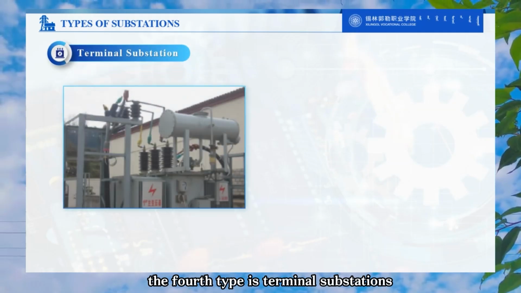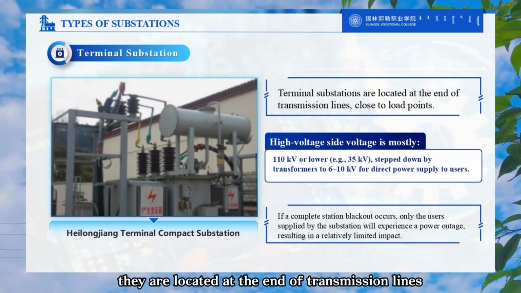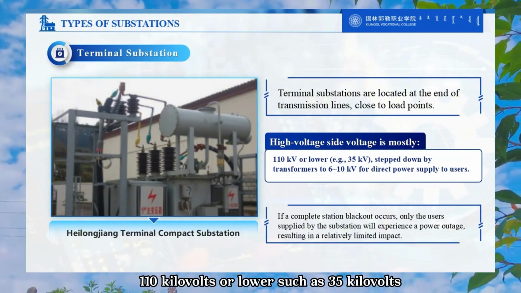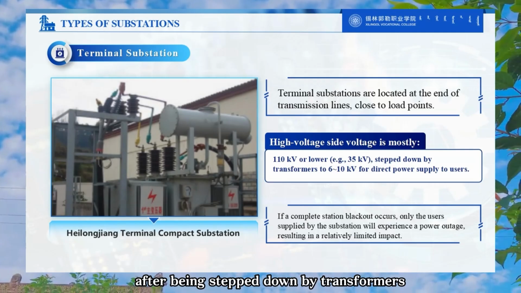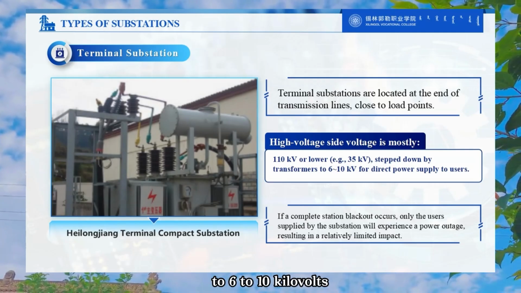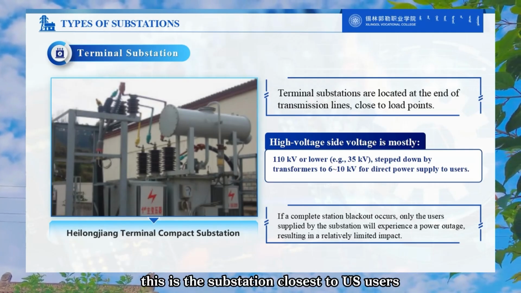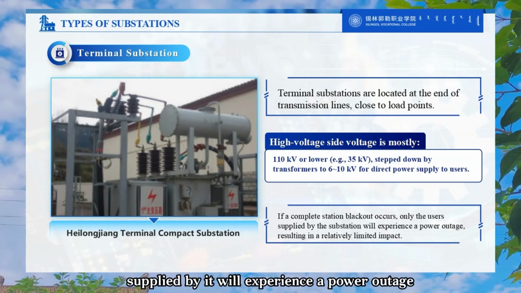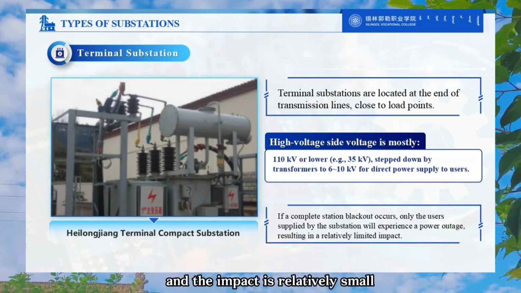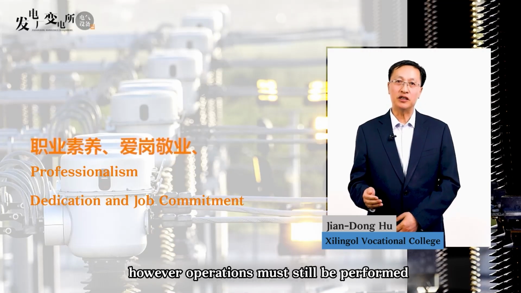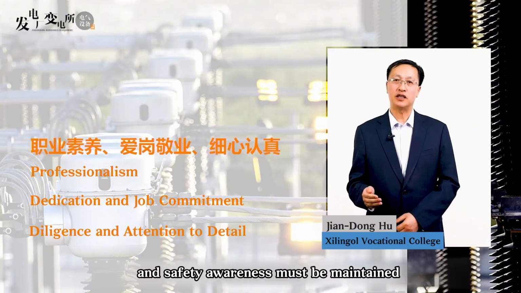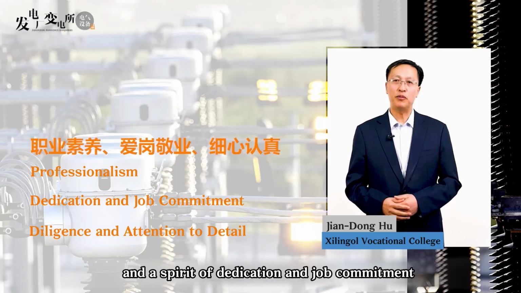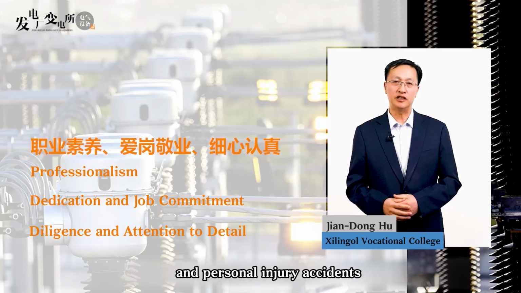The fourth type is terminal substations. They are located at the end of transmission lines, close to the load point. The voltage on the high voltage side is 110 kilovolts or lower, such as 35 kilovolts. After being stepped down by transformers to 6 to 10 kilovolts, it is directly supplied to users. This is the substation closest to us users. If a full station blackout occurs, only the users supplied by it will experience a power outage, and the impact is relatively small. However, operations must still be performed according to regulations, and safety awareness must be maintained. Develop good professionalism and a spirit of dedication and job commitment, and must avoid power outages and personal injury accidents.